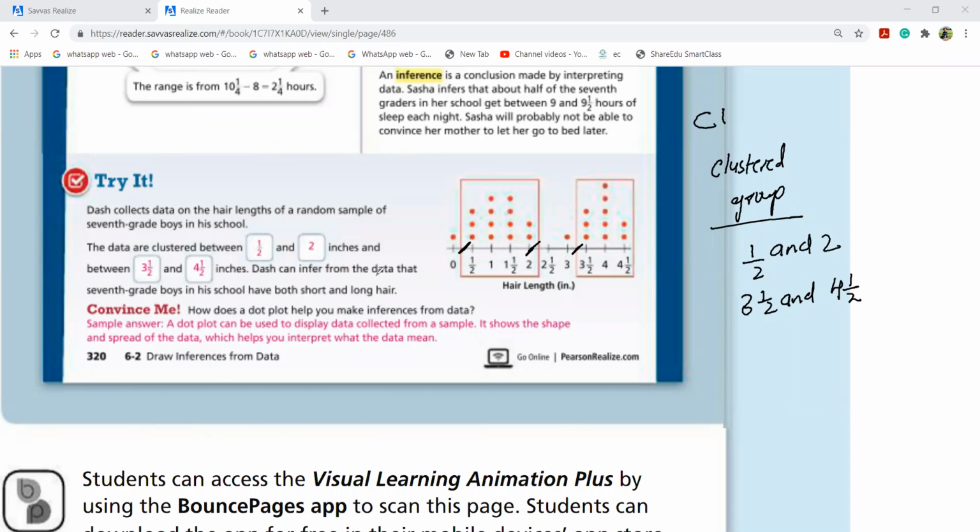Now, how many, they did not ask. If they ask you how many, you need to count these boys and say approximately these many boys.